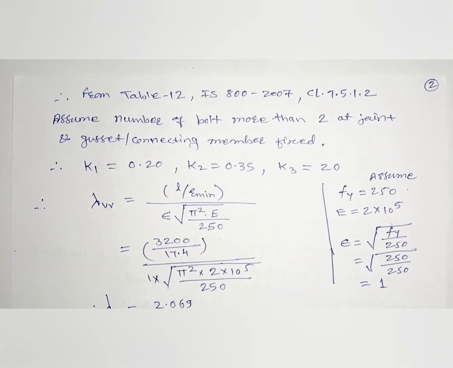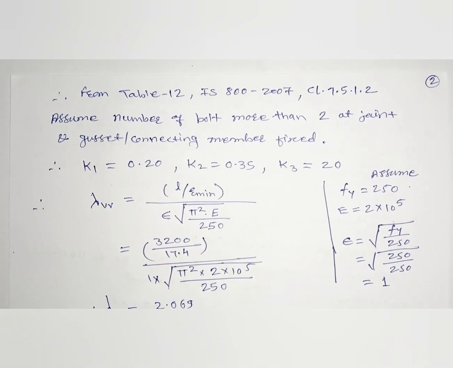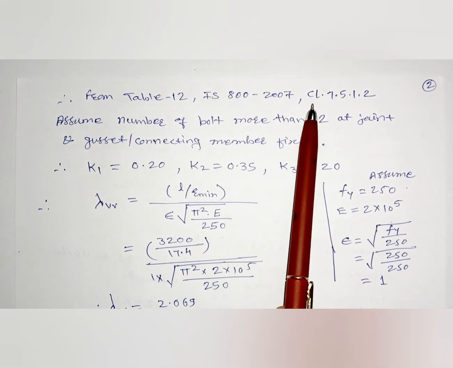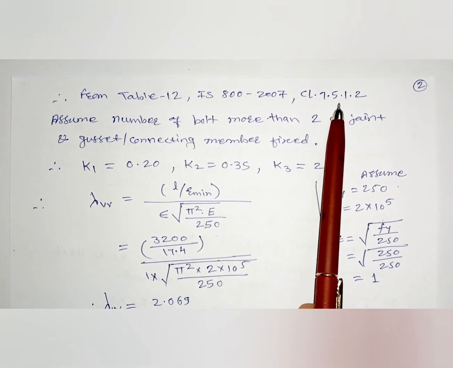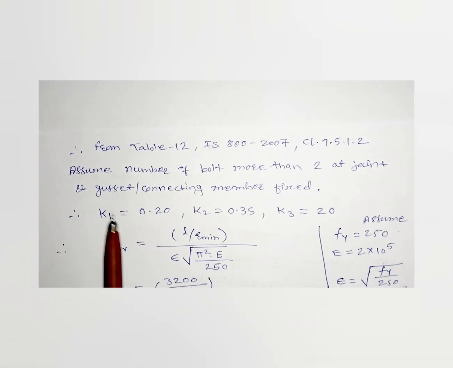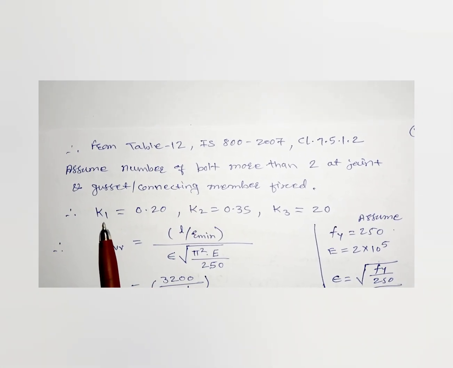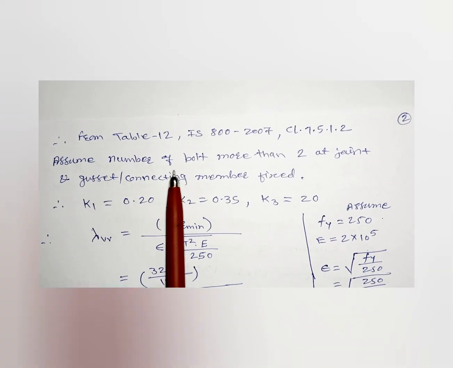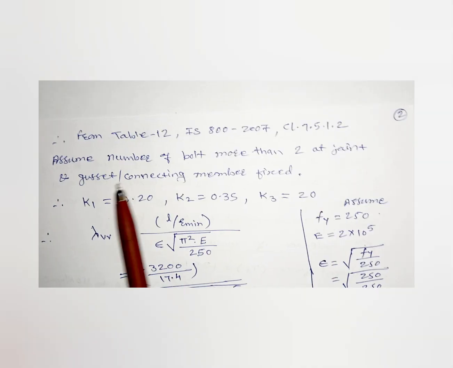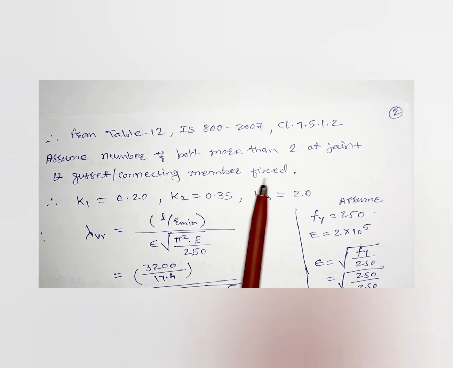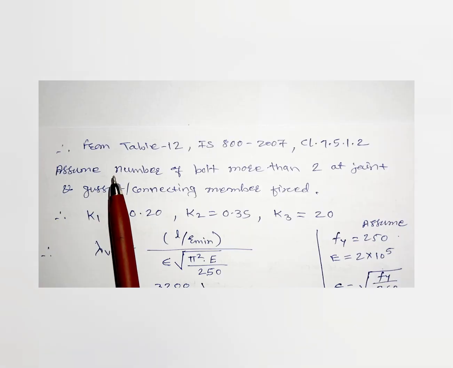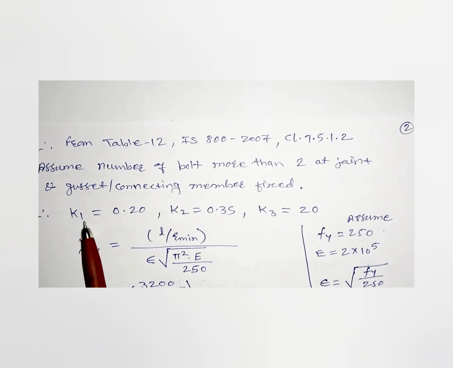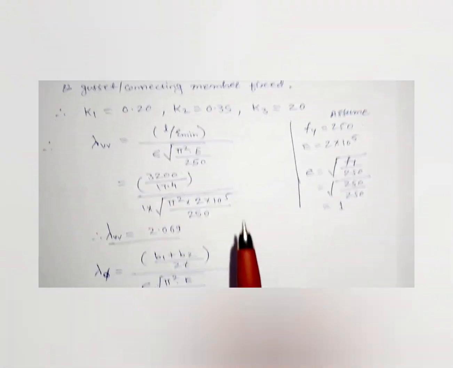To determine the effective slenderness ratio we have to determine some following values. So from table number 12, IS 800 2007, clause 7.5.1.2, to determine the effective slenderness ratio and the constants K1, K2, K3, we have to assume the number of bolts more than 2 at the joint, which is attached to the gusset connecting member as fixed. So from table number 12, IS 800 2007, clause 7.5.1.2 gives the K1, K2, K3 values.